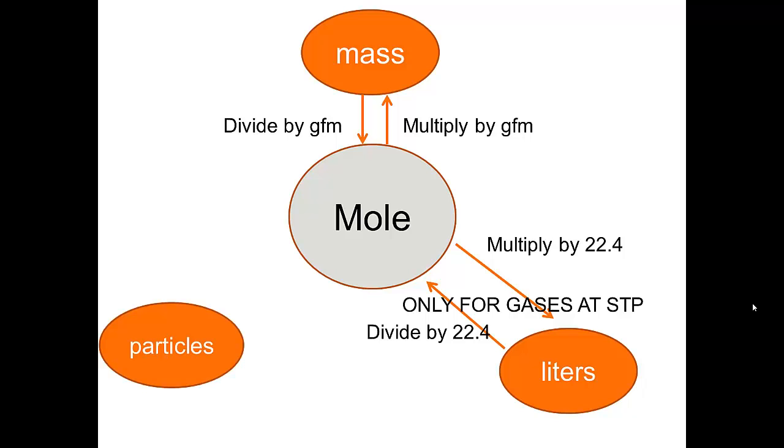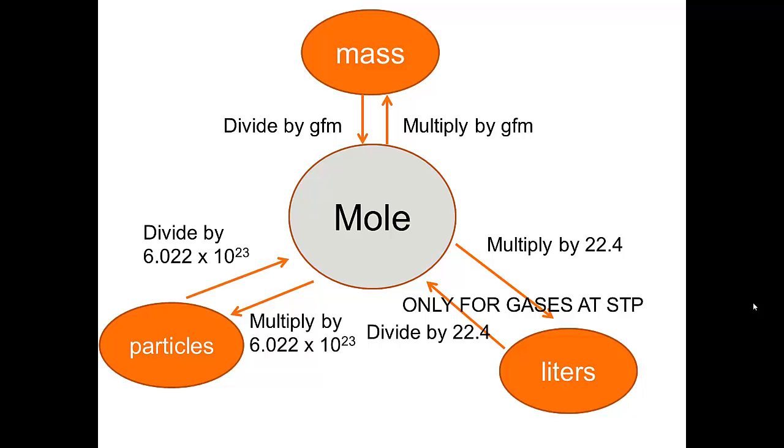The last thing is particles, and this you use Avogadro's number for. To go from moles to particles, you multiply by 6.022 times 10 to the 23rd, and to go back from particles to moles, you divide by 6.022 times 10 to the 23rd.